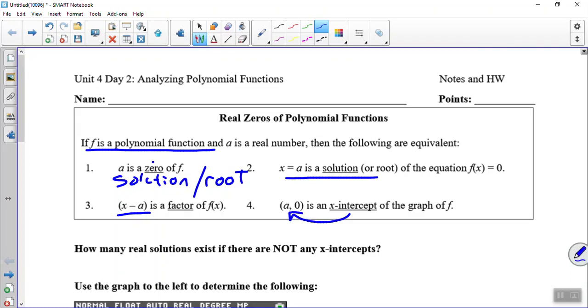Before I move on, let's tie this back to quadratics. How many real solutions exist if there are not any x-intercepts? An x-intercept means the point exists on the graph, which means it's real. If there aren't any x-intercepts, there are no real solutions. We're going to continue to look at real and imaginary solutions for polynomials, and obviously expand on what we did with quadratics.